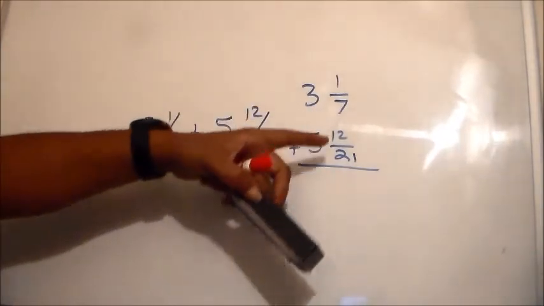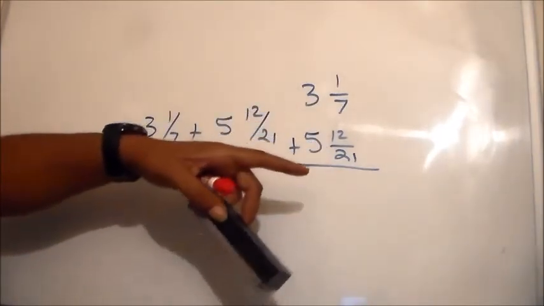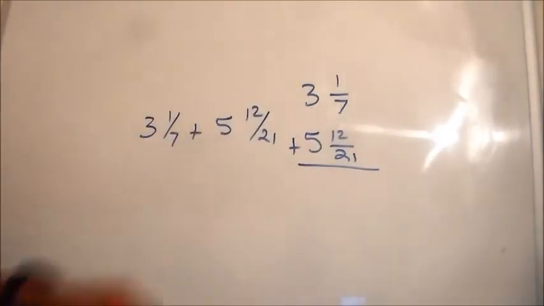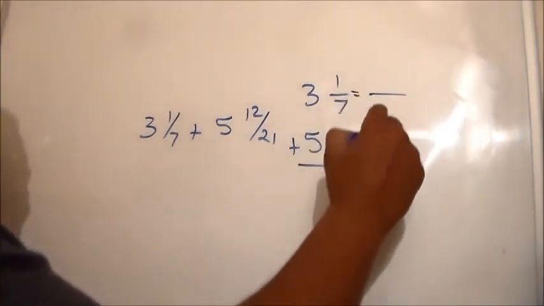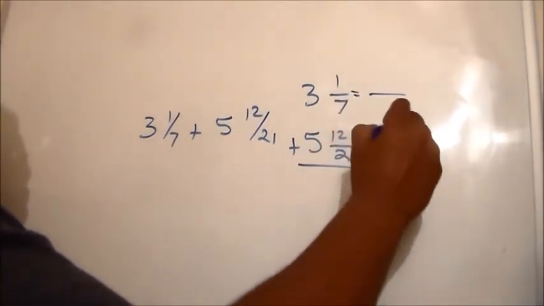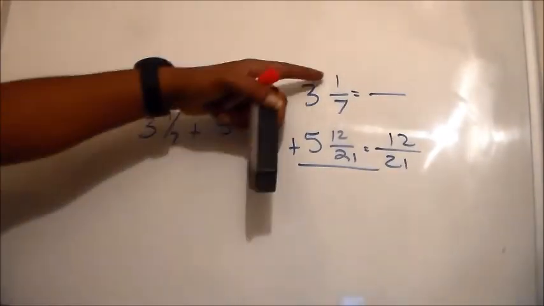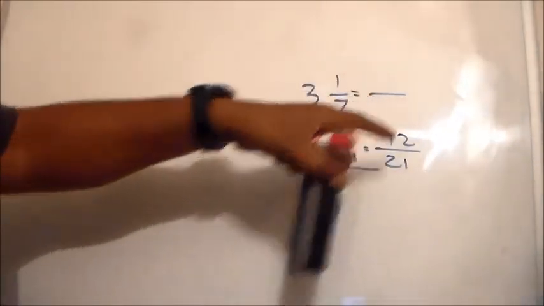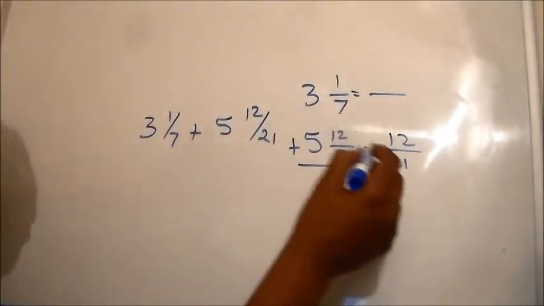Look at the two denominators. The lowest common denominator is 21. So 21, this does not have to be converted. 1/7 has to be converted to 21. So how would we do that?